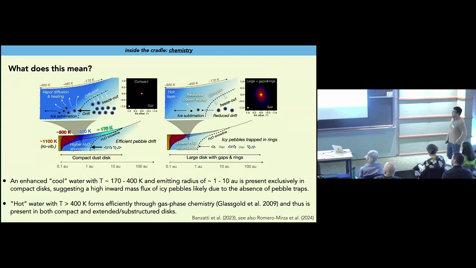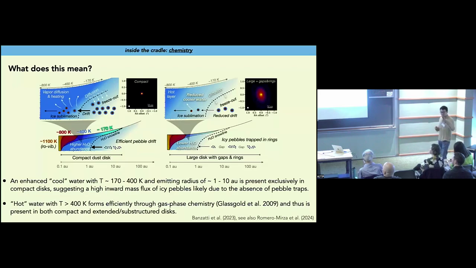So the interpretation proposed by Banzatti et al. 2023 is that this enhanced cool water, a few hundred K in temperature with an emitting radius of 1 to 10 AU, is exclusively present in compact disks. That suggests that there are a lot of icy pebbles drifting in, and then the water is evaporated in situ within the water snow line, and it moves up to the surface, and that's what we are seeing. The hot water beyond 400 K is seen in both disks, right?